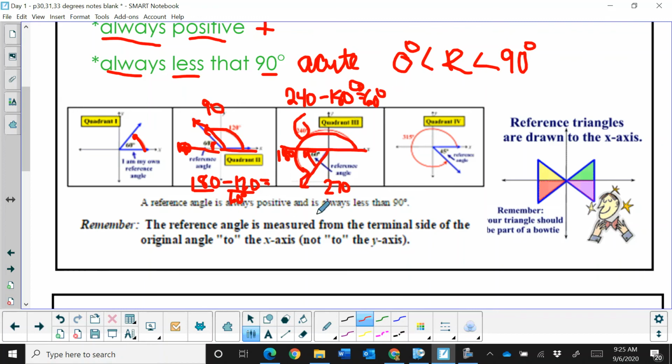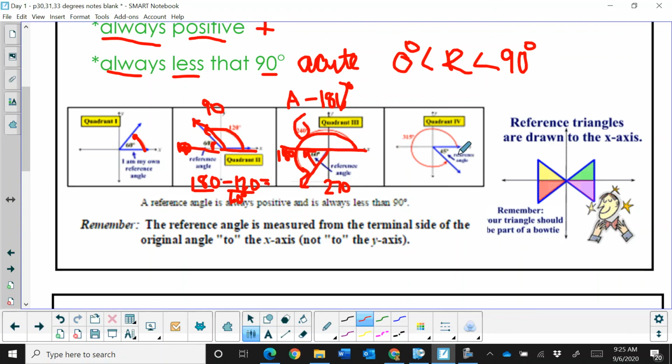So in quadrant 3, you're going to take the angle itself and subtract 180. So I'm just going to put quadrant 3, you take the angle minus 180 to find the reference angle.